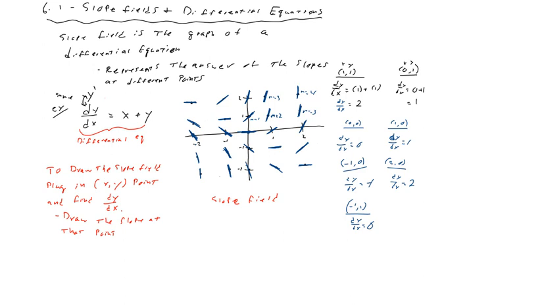What a slope field ultimately does is it shows the direction of the graph at any point.